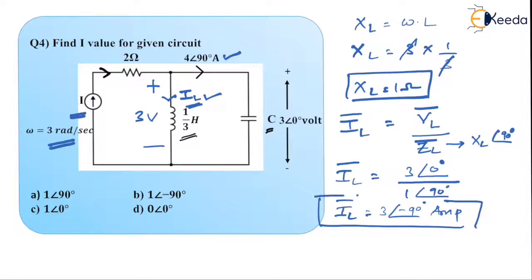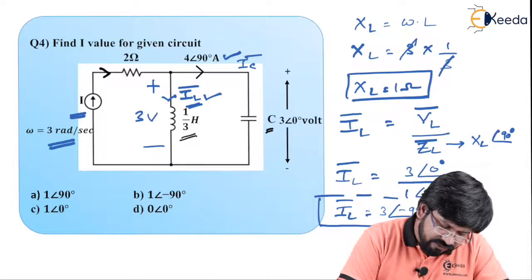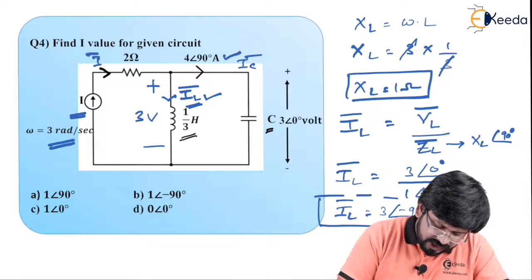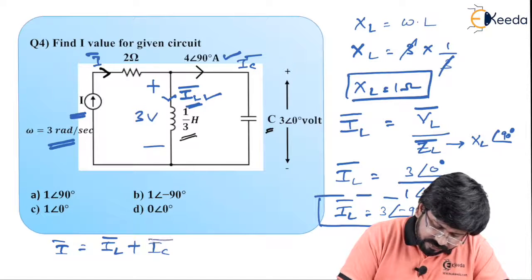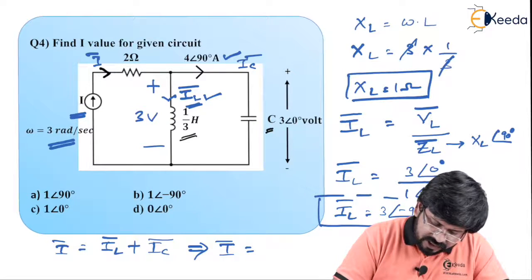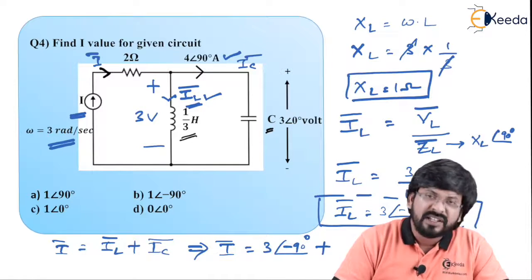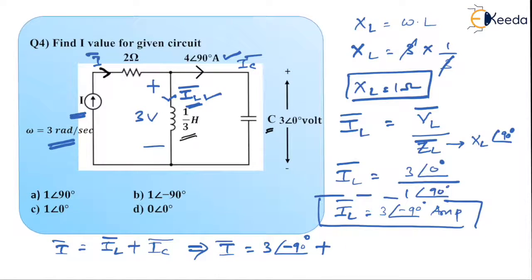It means now I can write IL vector as 3 at an angle of minus 90 degree ampere. So what is known to me is now IL vector value. So now here this is IL vector, this is IC vector. So I can now have this I vector also. So by KCL I can say I vector is nothing but IL vector plus IC vector, which gives me I vector equal to IL vector, 3 at an angle of minus 90 degree, plus IC, meaning current through capacitor, which is nothing but 4 at an angle of 90 degree, which was actually given.